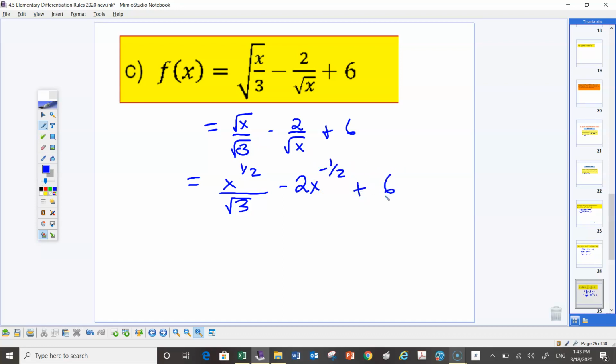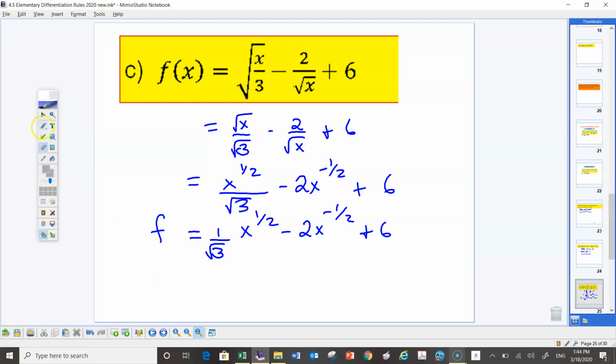Now before I go to the derivative step, you might want to rewrite this guy here, because that root 3 on the bottom is really the same thing as a coefficient of 1 over root 3, x to the positive 1/2, minus 2x to the negative 1/2, plus 6. Now this is still my function f. To find f prime, I'm going to use my power rules that we used earlier.